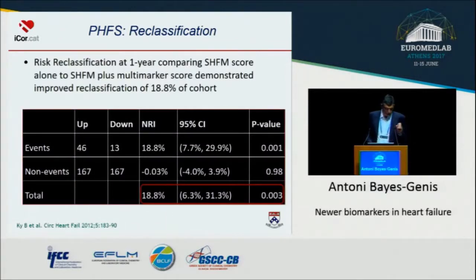But when you use risk reclassification at 1 year, comparing the Seattle heart failure score with the Seattle plus this multi-marker score, you get an improved reclassification by 18%. And an 18% reclassification of a patient from mid-risk to high risk or mid-risk to low risk is a very substantial reclassification. The only problem with this study is that it's very unlikely that anybody from this room is going to use a minimum of 7 biomarkers in the near future. So it's very nice to get this data, but very unlikely we're going to use that.